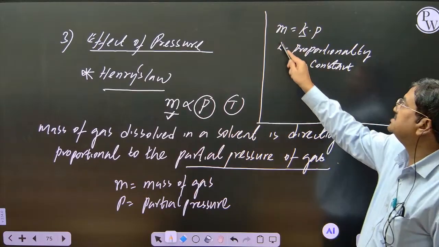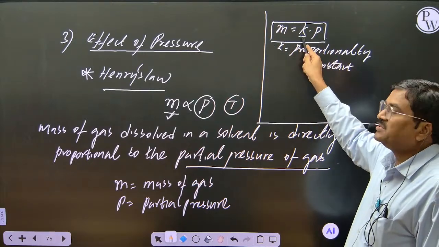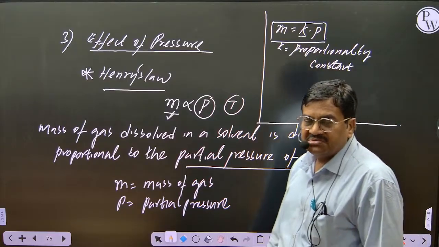So keep this relation in the box. Where M is mass, K is proportionality constant, P is what? Pressure. Up to this understood, all of you?